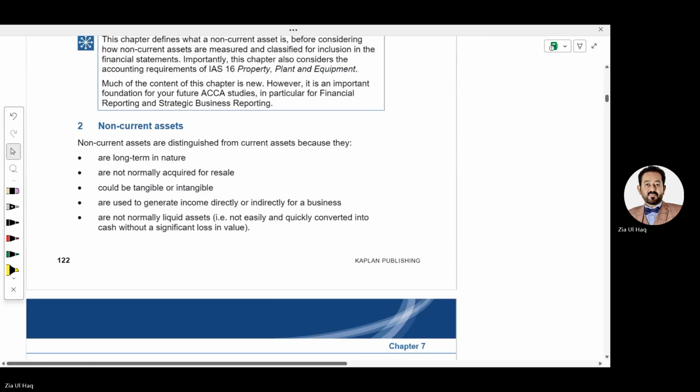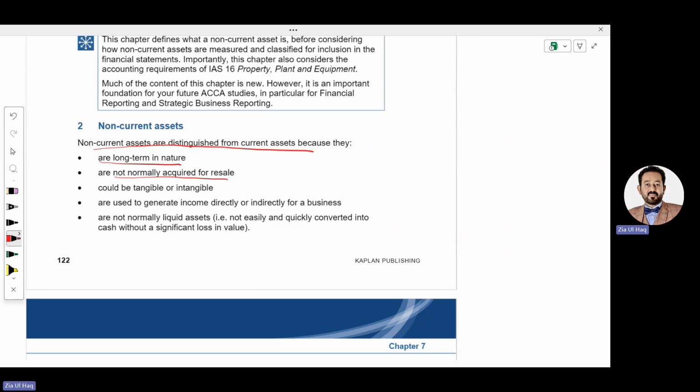Yes. What are non-current assets? Non-current assets are distinguished from current assets because they are long-term in nature, meaning they will stay more than 1 year, and are not normally acquired for resale. The assets we acquire for resale, like inventory, are called current assets.